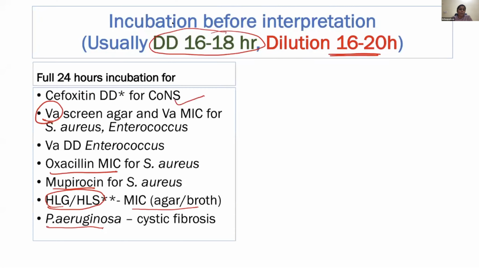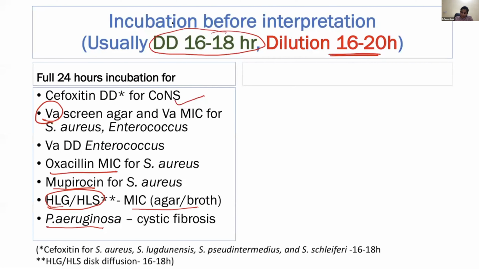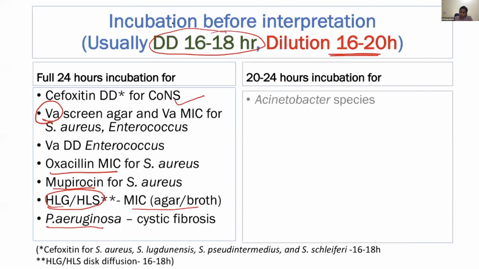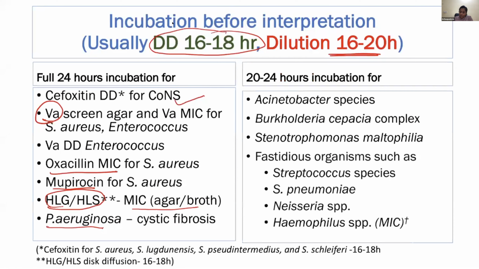So how do we go about routinely reporting at 16 to 18 hours? If it is resistant, you can report, whereas if it is sensitive, you have to cross-check once more at 24 hours. There are other places where CLSI mentions 20 to 24 hours: Acinetobacter, Burkholderia, Stenotrophomonas, and certain fastidious organisms like Streptococci, Pneumococci, Neisseria, and Haemophilus. The 20 to 24-hour incubation is recommended.